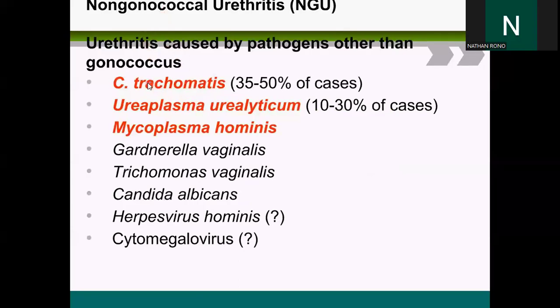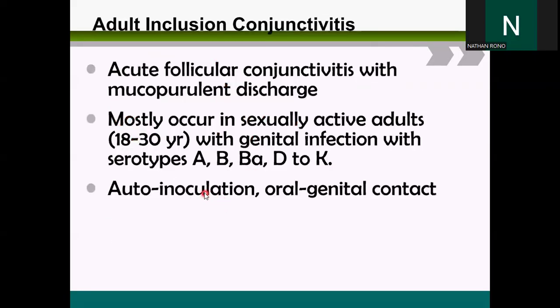The most common ones, as I had mentioned, are Chlamydia trachomatis, Ureaplasma urealyticum, and Mycoplasma hominis. There are others: Gardnerella vaginalis, Trichomonas vaginalis, Candida albicans, which is a fungus, herpes, and CMV. These ones are still under research.